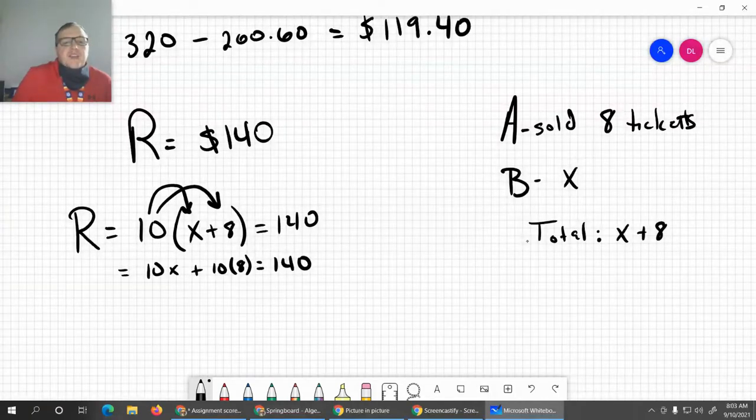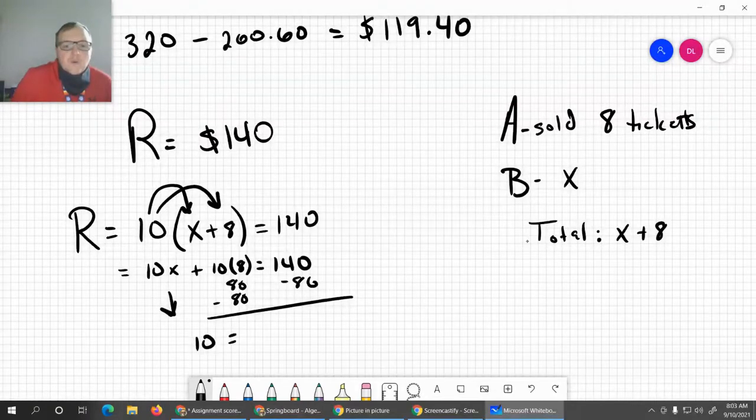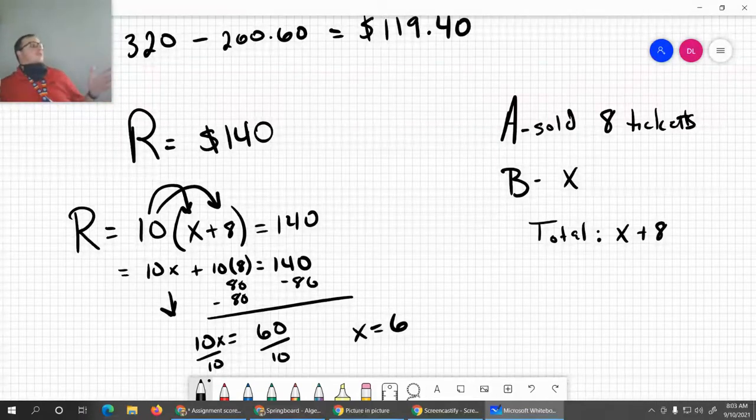This is 80. So I will subtract 80 from both sides, giving me that 10x equals 60. Divide by 10, and x equals 6. That's a really cool way to do it too.